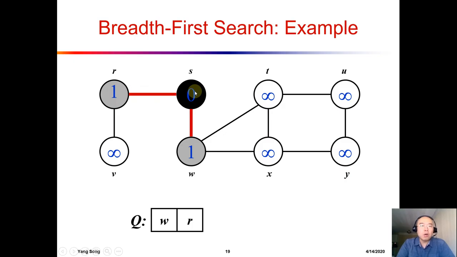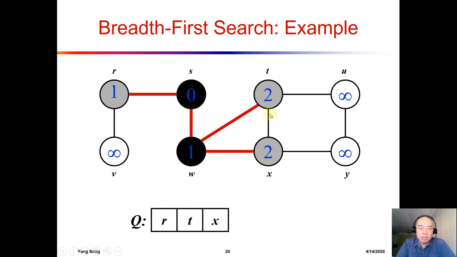And for now, we have explored the root S, and then we dequeued S and colored that to be black, and we enqueued W and R, right? So the next one we want to dequeue another value, and that should be the head of the queue, which is W. And after we dequeue W, we also explore the adjacent nodes, which are T and X.